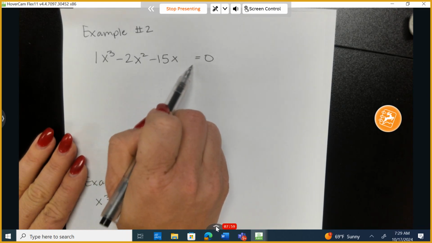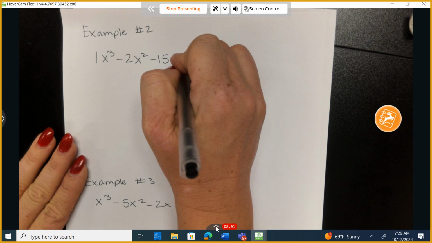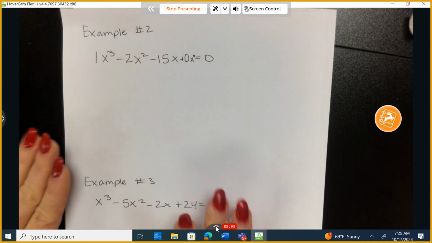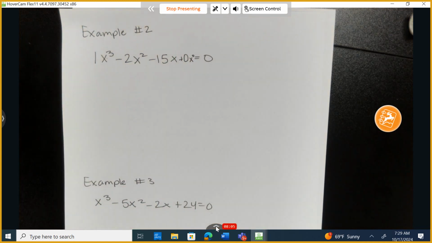Do you guys see how there's no x to the 0? So we need to put plus x to the 0. Now everything is accounted for. If something's missing, we need to put a 0 in that place, like a placeholder.